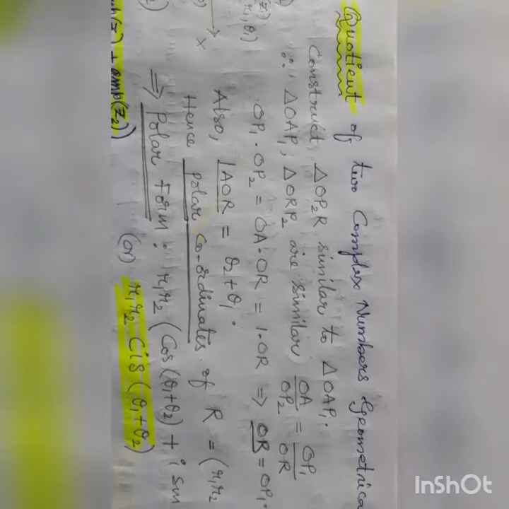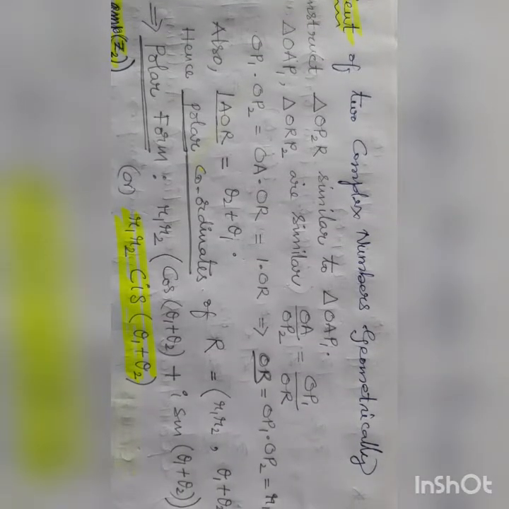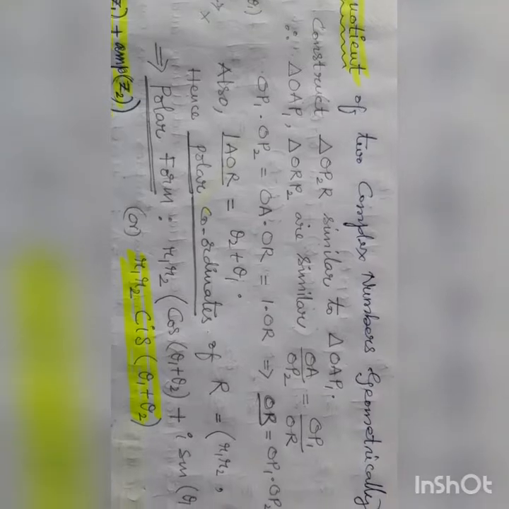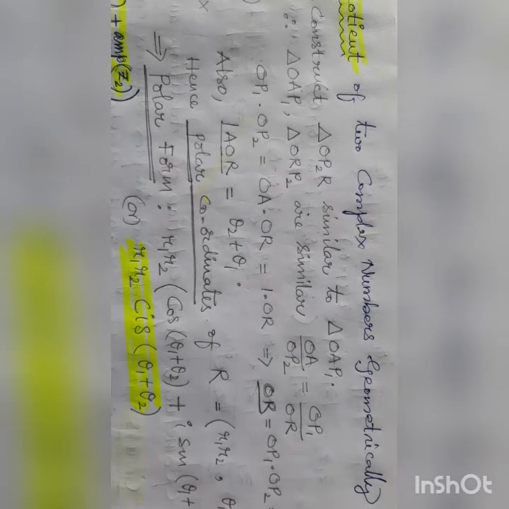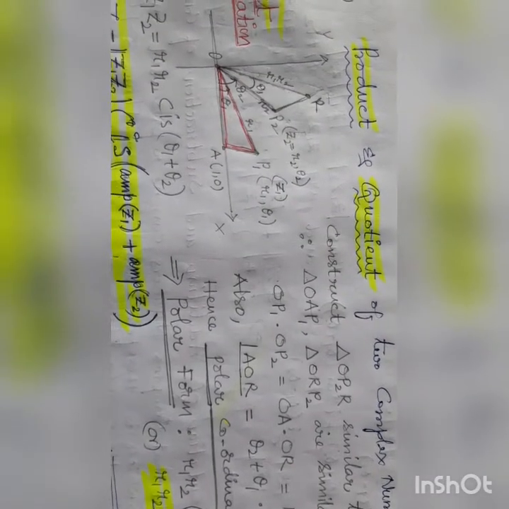Now we are going to learn product and quotient of two complex numbers geometrically. See the heading: product and quotient of two complex numbers. Geometrically, how can we get it on the orthogonal plane? This is a separate application by using similar triangles.